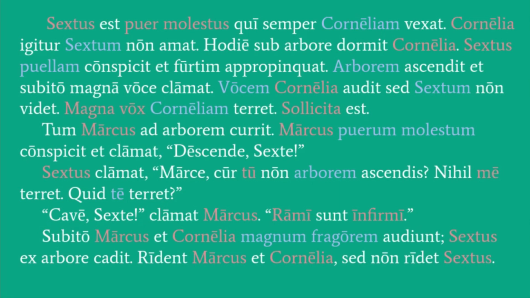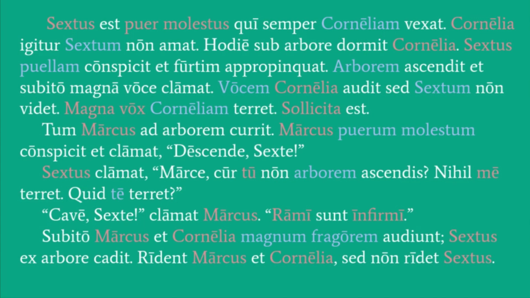Sextus puellam conspicit et furtim appropinquat. So Sextus is my subject. He catches sight of, conspicit, the puellam, the girl, right? So he catches sight of the girl, meaning Cornelia, and he stealthily, furtim appropinquat, approaches, right? So he stealthily approaches. Arborem ascendit et subito magna voce clamat. So he climbs the tree.